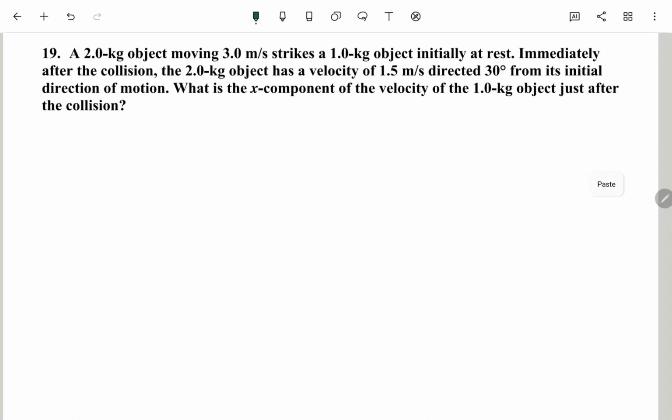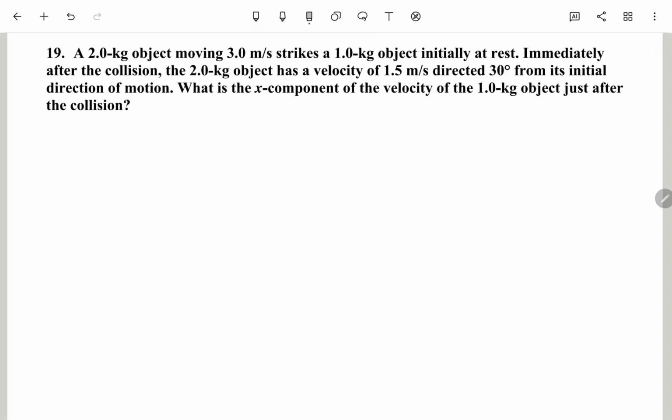A 2 kilogram object moving 3 meters per second strikes a 1 kilogram object initially at rest. Immediately after the collision, the 2 kilogram object has a velocity of 1.5 meters per second directed 30 degrees from its initial direction of motion. What is the x component of the velocity of the 1 kilogram object just after the collision?